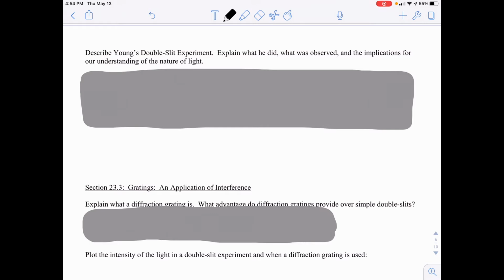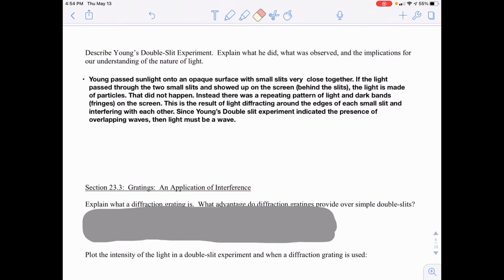Describe Young's double slit experiment, what he did, what he observed, and the implications for understanding the nature of light. So now let's examine why this was so important. Well, Young passed sunlight through an opaque surface with small slits very close together. If the light passed through the two small slits and showed up on the screen behind the slits, then the light was made of particles. However, he postulated that that was not going to be the case.